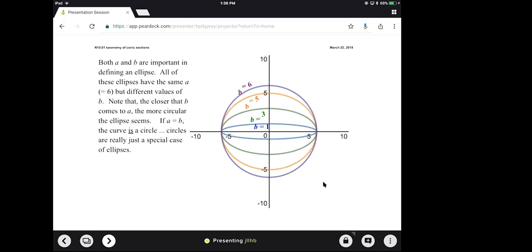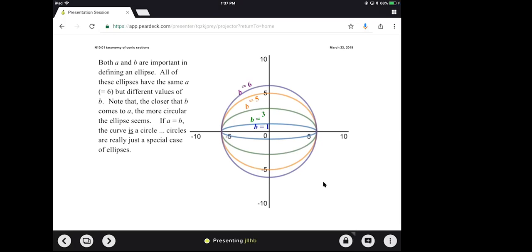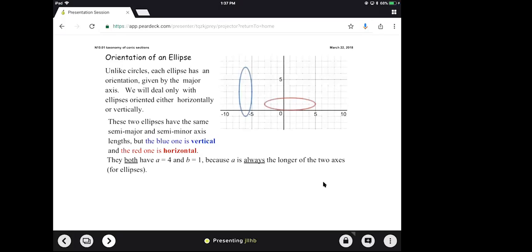And if you go from the origin and you go north, where each time it hits the ellipse, it gives you the new B. So that blue ellipse has a B of 1, and the green ellipse has a B of 3, a little further out, and then 5, and then finally the last one is 6. And you can see that A equals B, we get a circle of radius 6. Okay. Right. And I really want to stress, the circle is just a special case of ellipse.